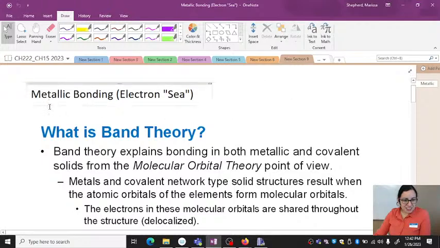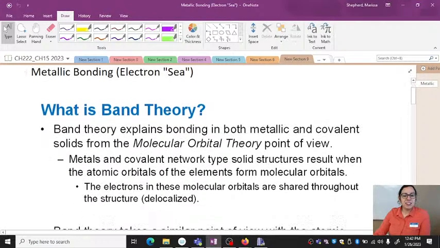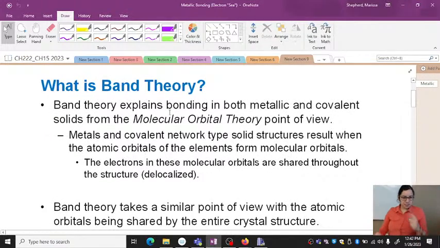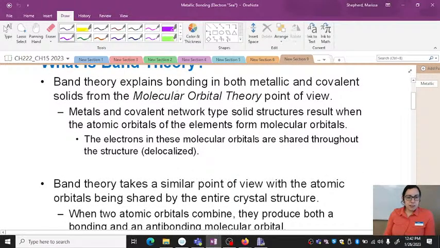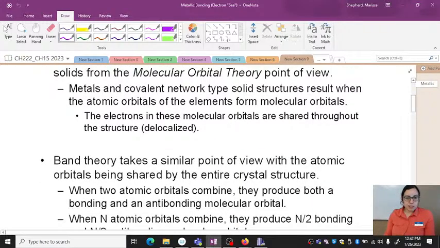So let's look at this last little bit and explain what the heck is metallic bonding. What is band theory? Band theory puts together our metallic and covalent solids and our MO theory. Metals and covalent network solids result when atomic orbitals of these elements form molecular orbitals. They just become shared throughout and are delocalized. So that's where that sea of electrons is coming in.